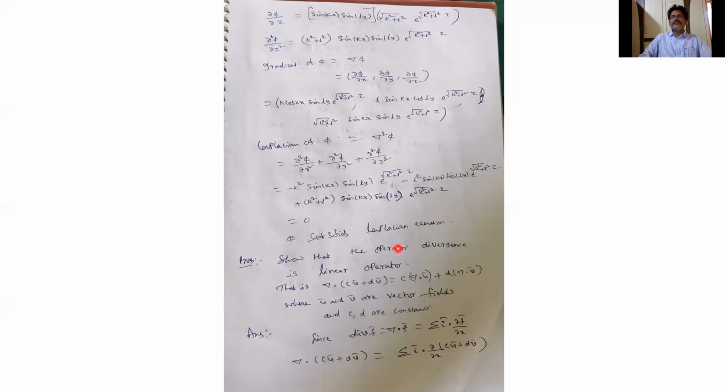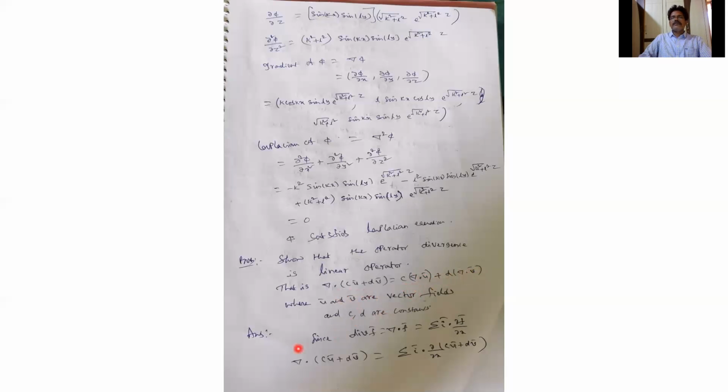See another problem: the divergence operator is a linear operator. Linear operator means del dot (cu + dv) equals c into del dot u plus d into del dot v, where u and v are vector fields and c, d are constants. This can be written as divergence of (c u + d v) equals c into divergence of u plus d into divergence of v. This is called the linearity property.